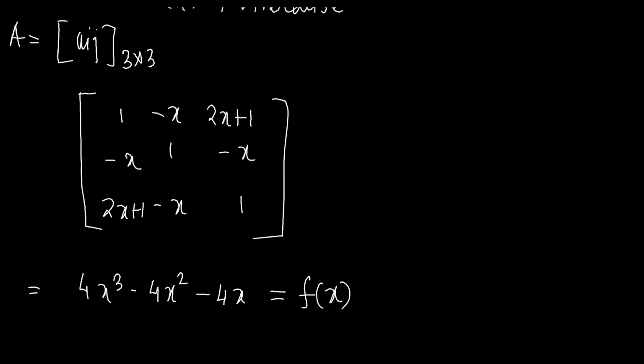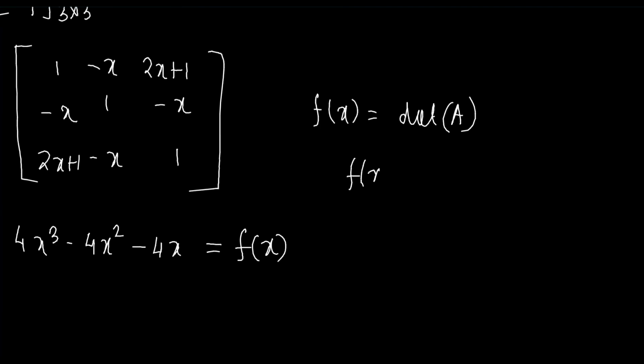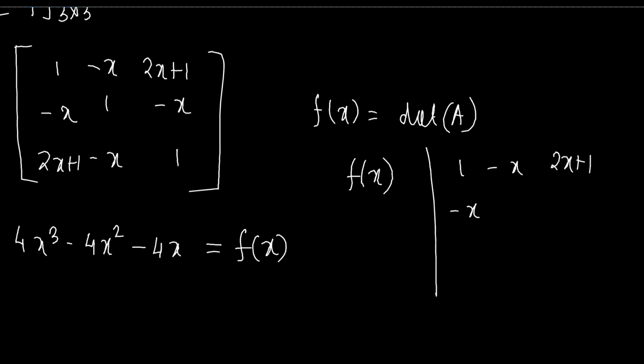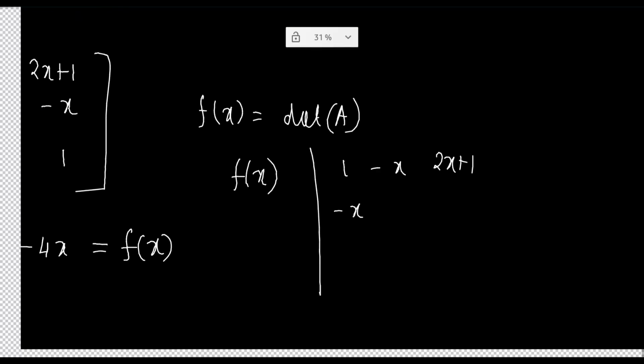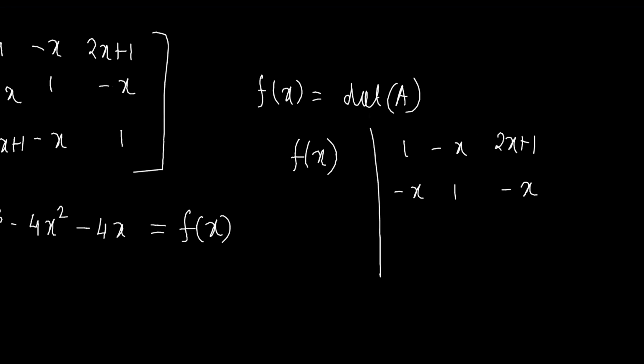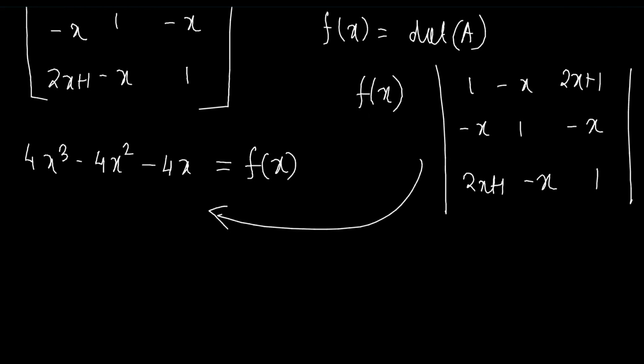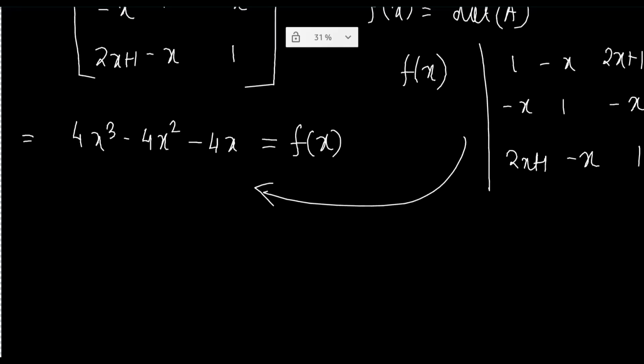Now this is our f(x). Why f(x)? Because it is given that f(x) is equal to the determinant of A. So we can write f(x) in this determinant form. This was actually a matrix, but we have been given that f(x) is the determinant of it. So if you expand this, we get this, which is our f(x).